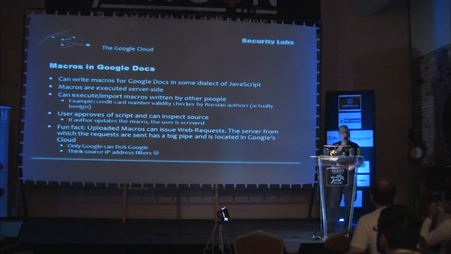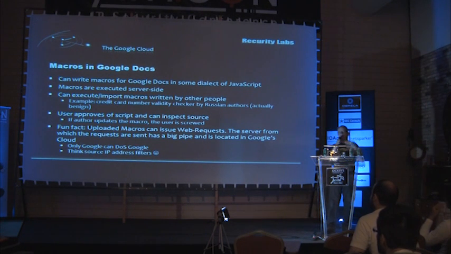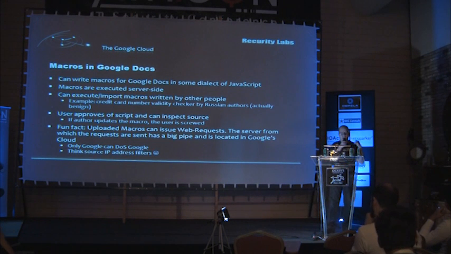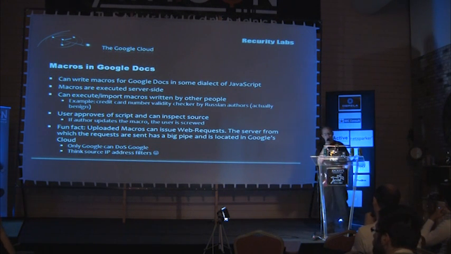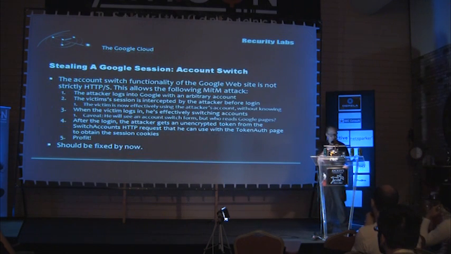What is also interesting is the macros can do HTTP requests. Now keep in mind those HTTP requests come from within Google. You can get up to like 50 gigs per second data transmission within the Google data center. So only Google can actually DOS Google. And that's a pretty decent way to do it.